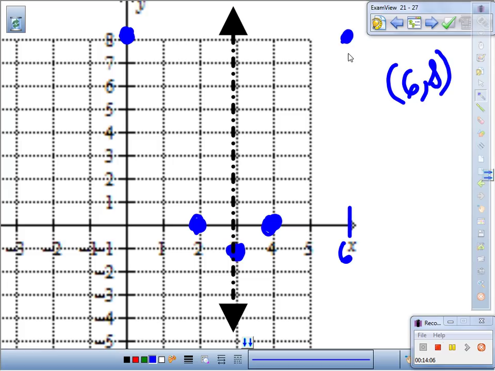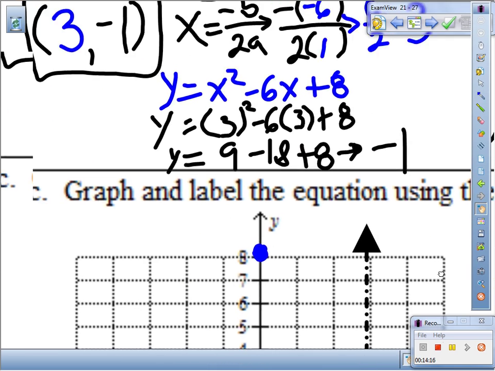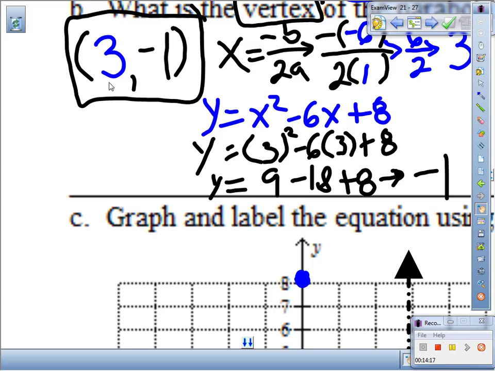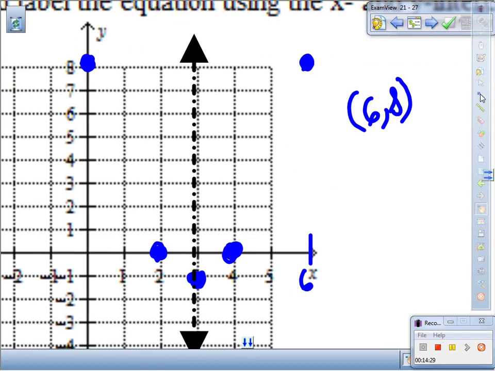Okay, good. Is that the only way to find this extra point? No. We saw that if we look at the vertex, what is the x value of the vertex? 3. We double it, and that gives us the x value of the new point, which is 6, and then we just take the y-intercept of the equation. All right, let's graph our parabola.